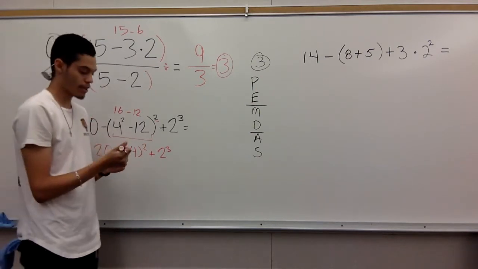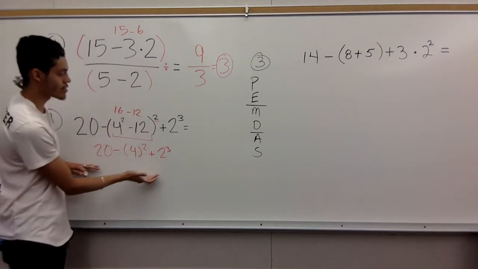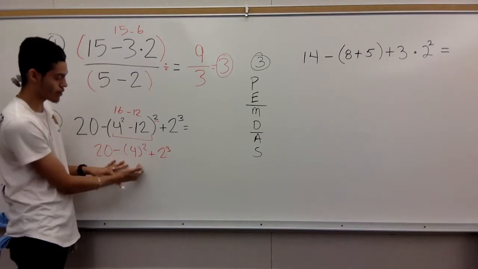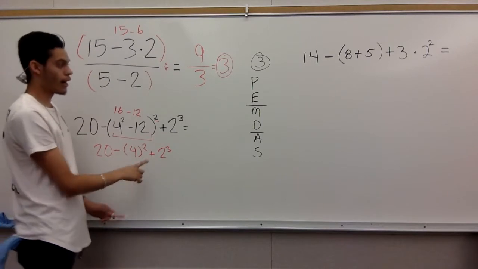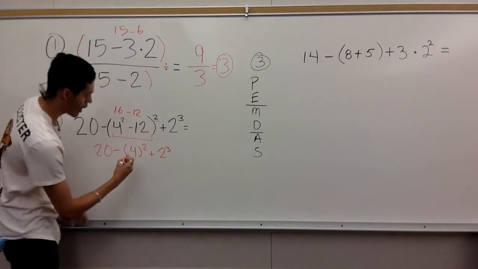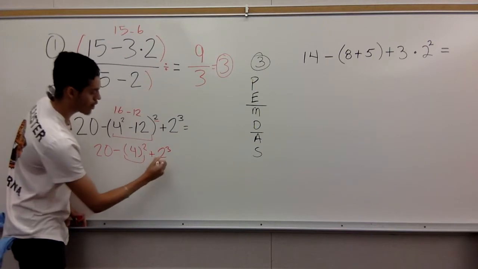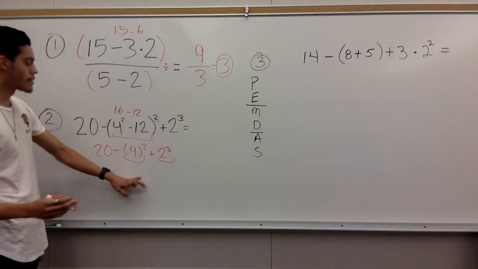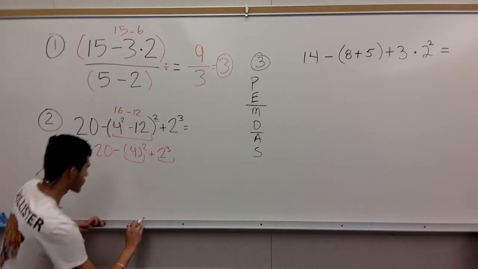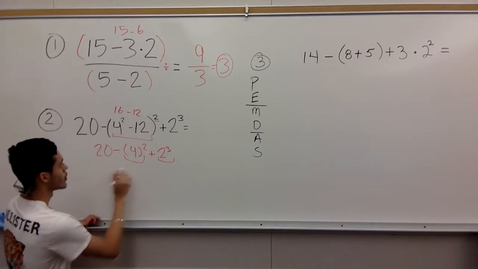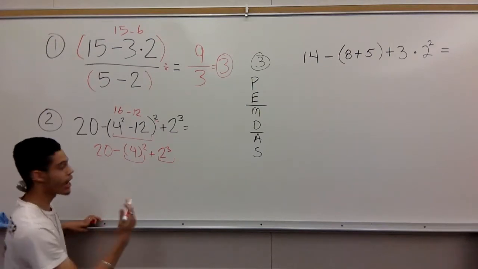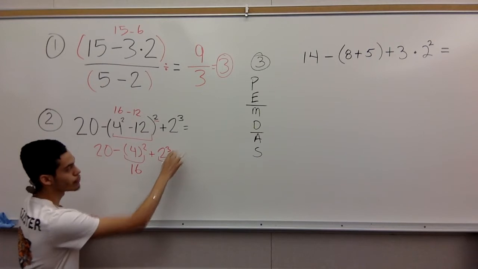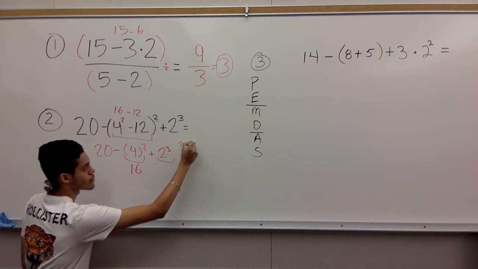Now we're going to follow PEMDAS once again. Are there any parentheses present? Not exactly. This parentheses is just for the 4, just so you don't get confused. Next would be exponents. We actually have 2 exponents right here, this 4 squared and the 2 cubed. So you can do them side by side. 4 squared is 4 times 4, which is 16. And 2 cubed is the same as 2 times 2 times 2.